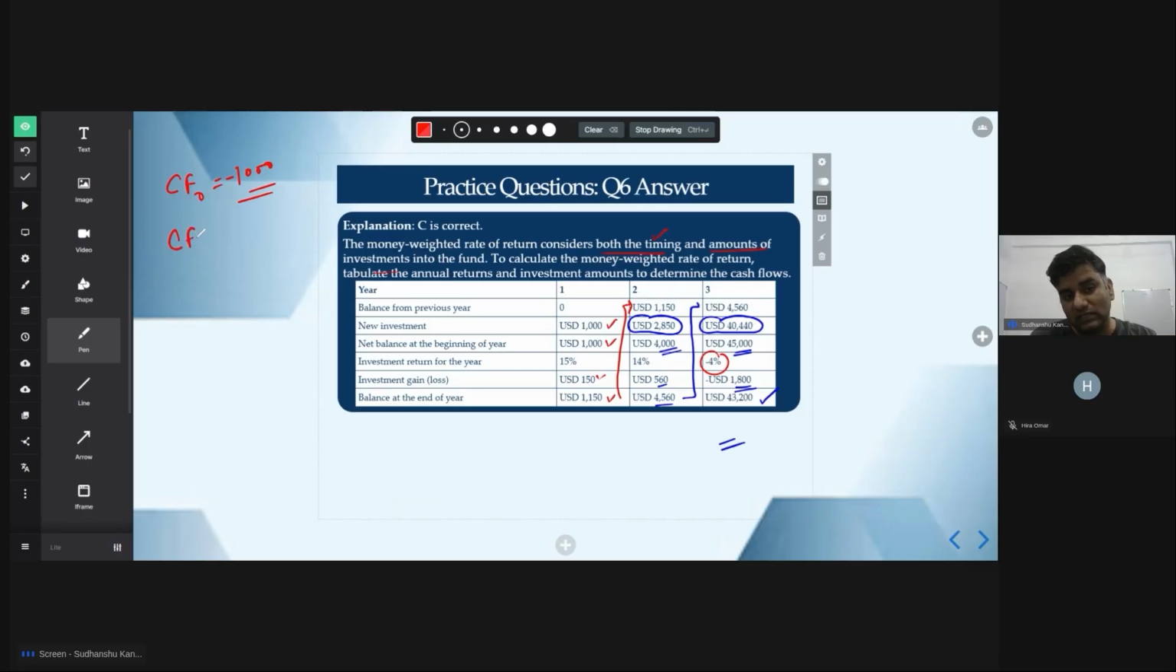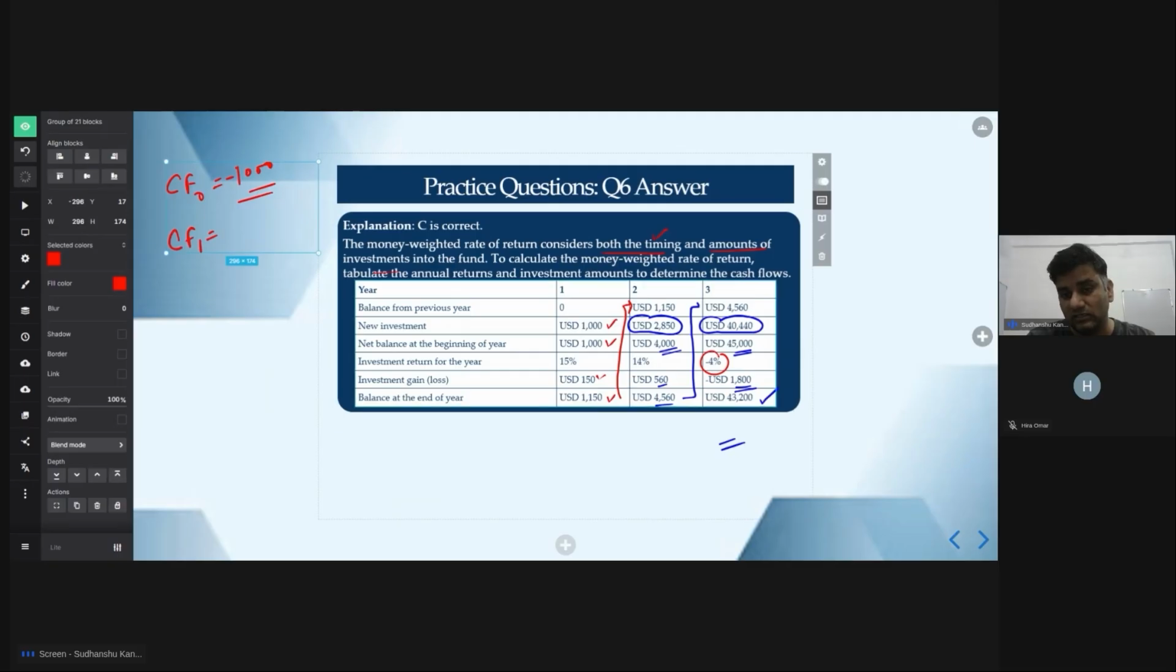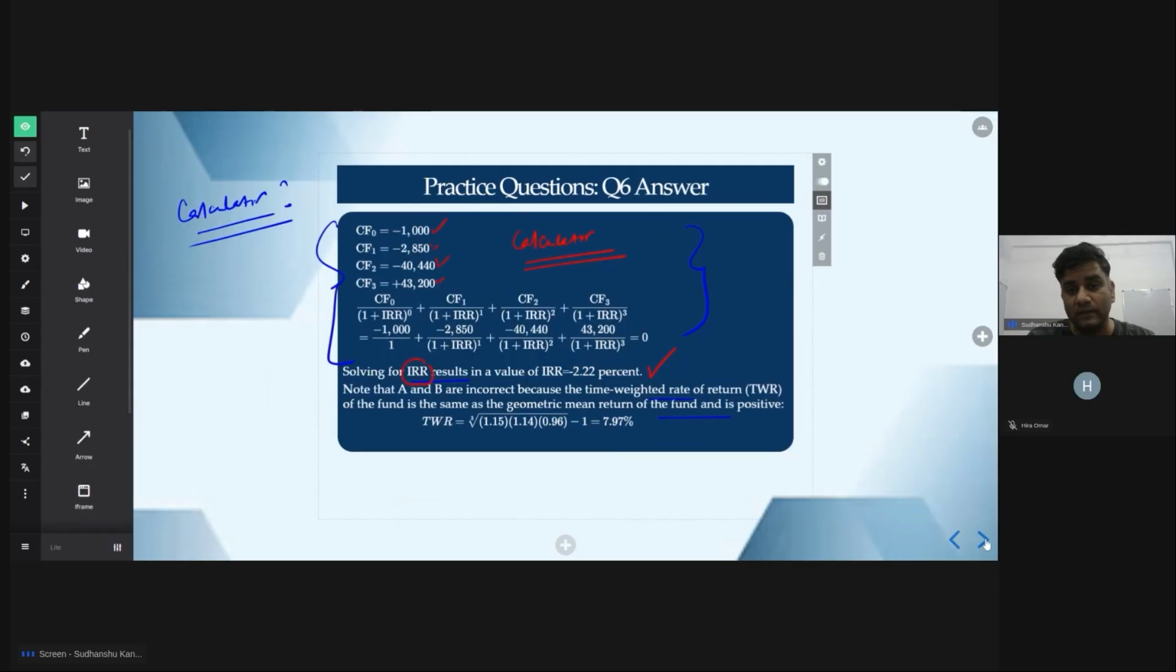Then you are talking about CF1. Now, CF1 is after the end of the first year, right? This is the beginning, this is the end of the first year. When I talk about the end of the first year, you see this is the balance at the end of the first year, 1150, right? So you go here. Now, is this the same amount? No. Why is it not the same amount?